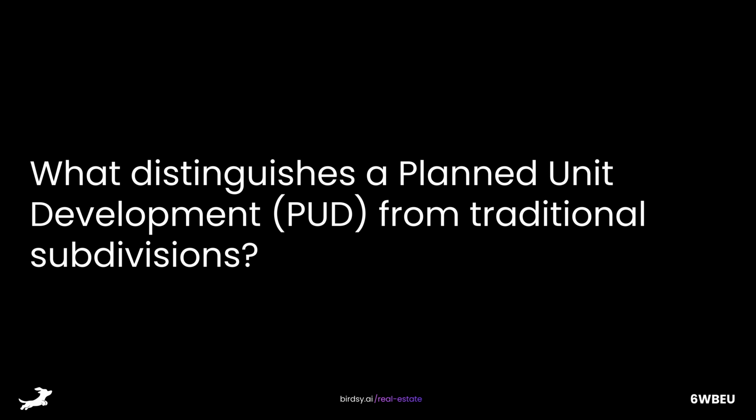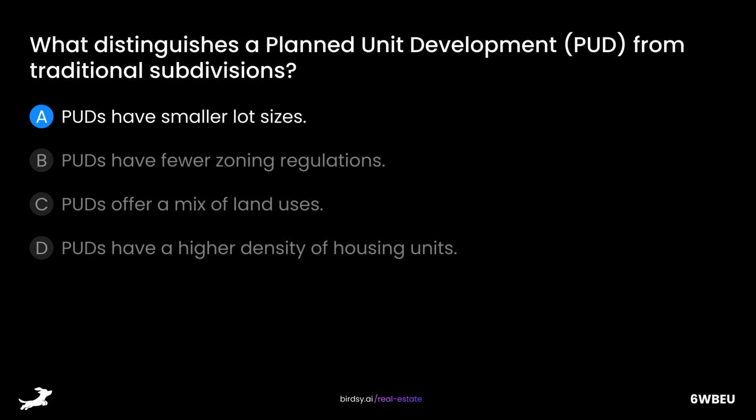What distinguishes a planned unit development from traditional subdivisions? Is it A, planned unit developments have smaller lot sizes, B, planned unit developments have fewer zoning regulations, C, planned unit developments offer a mix of land uses, or D, planned unit developments have a higher density of housing units? The answer is C, planned unit developments offer a mix of land uses.